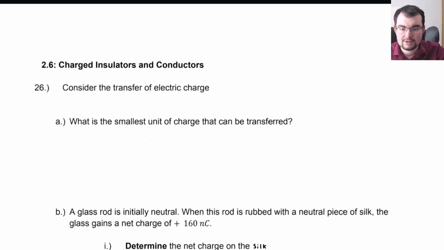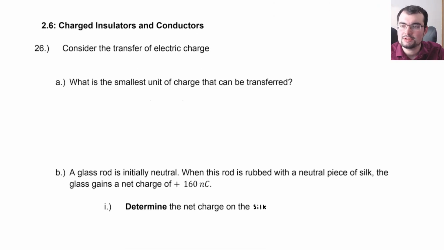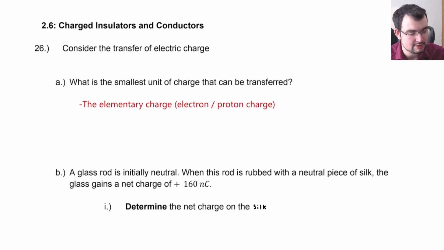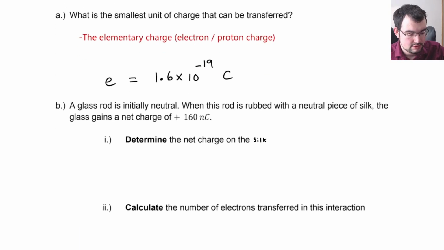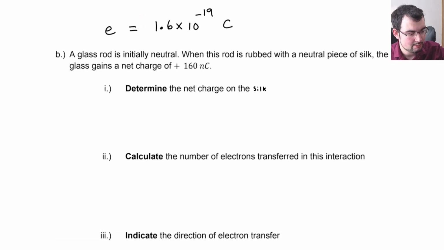All right, last electrostatic section, for now at least. What's the smallest unit of charge that can be transferred? We already talked about this. It's actually the elementary charge, which is the electron-proton charge. The elementary charge is approximately 1.6 times 10 to the minus 19th coulombs. So we have a neutral glass rod. We rub the glass rod with a piece of silk, and the glass gains a positive net charge.